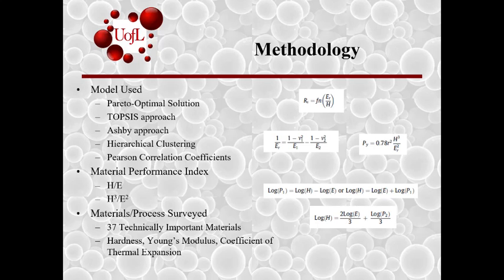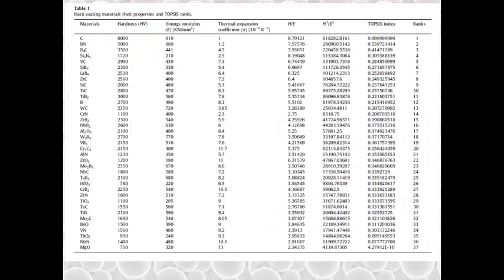For the material performance index they used, the first one was hardness over Young's modulus, and the second was hardness cubed over Young's modulus squared. Those are both important for determining anti-wear properties. For the materials and process they surveyed, they used 37 technically important materials, and they evaluated those for hardness, Young's modulus, and coefficient of thermal expansion. Those three things really come into play when determining the anti-wear.